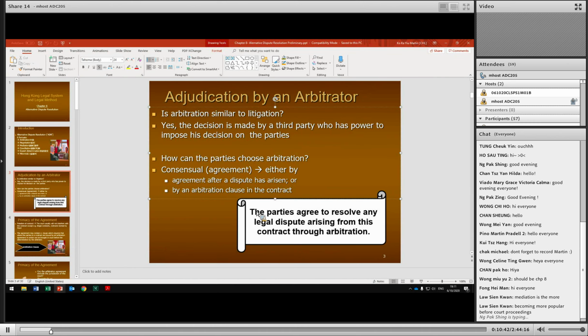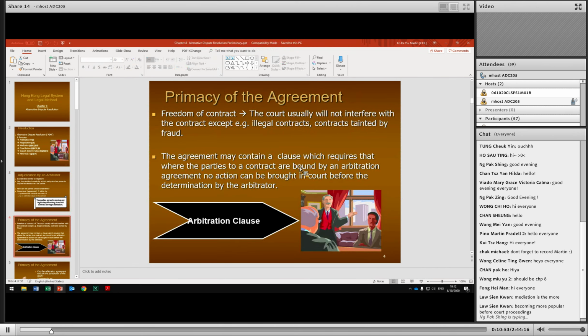So don't underestimate the importance of the arbitration clause. Why? Because if there's already an arbitration clause in the contract, it will have a very important significance. Usually, it means that the party can never bring the case to the court. Why? Because first of all, in contract law we have the concept of freedom of contract. In common law, usually the court will respect the freedom of the party, will respect what they have agreed. So usually the court will not interfere with the contract, except in some very special circumstances. For example, the contract is illegal, or the contract is induced by deception, fraud, or undue influence, etc. So in general, the court will not interfere.